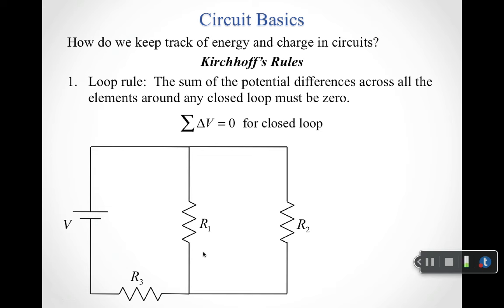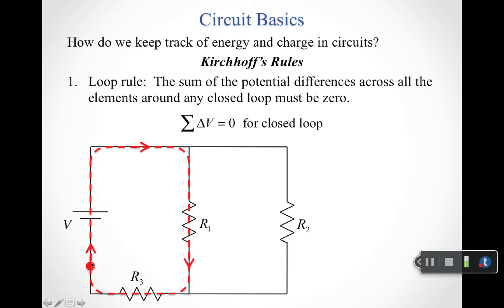All right. So we've said we need to keep track of energy, we need to keep track of charge. We're going to keep track of energy in terms of voltage, we're going to keep track of charge in terms of current. How do we keep track of energy and charge? And the answer to that is there's two rules known as Kirchhoff's rules. The first one is the loop rule. And what the loop rule tells us is that the sum of the potential differences across all the elements around any closed loop must be zero. And so we'll write it this way mathematically. It just says the sum of all the potential drops and increases as you go around some closed loop has got to be zero.